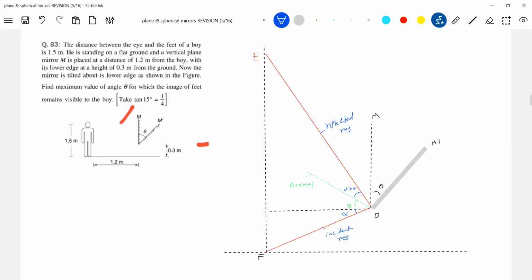Now you can ask questions, sir. What actually is all this finally? Now if you further rotate this mirror through an angle theta, what will happen to this particular ray? This ray will not reach the eye, it will pass above the eye. Then he is unable to see the foot. So there is a maximum permitted value of theta, and that theta has to be determined here.